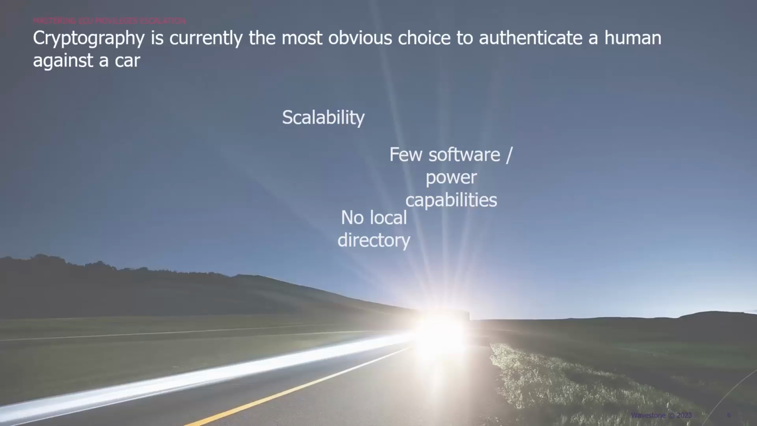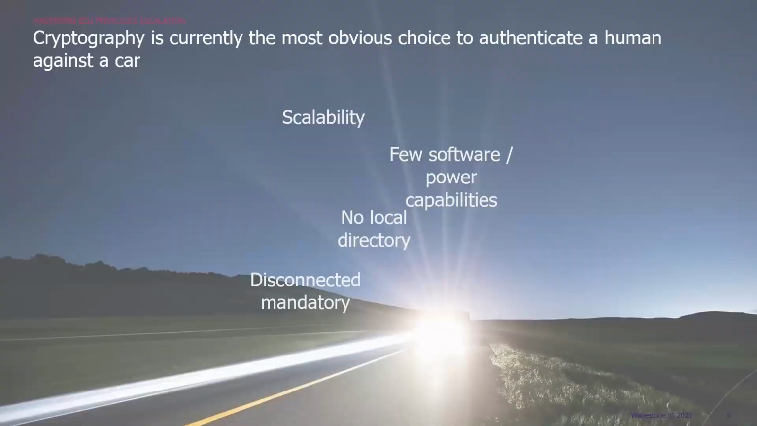Next constraint in my beam is you cannot have a local directory. In ICS, sometimes you put a directory in the factory and you say, hey, all my operators are in that directory and that works. Well, that does not scale to a whole country or a whole fleet of cars. You cannot do that.